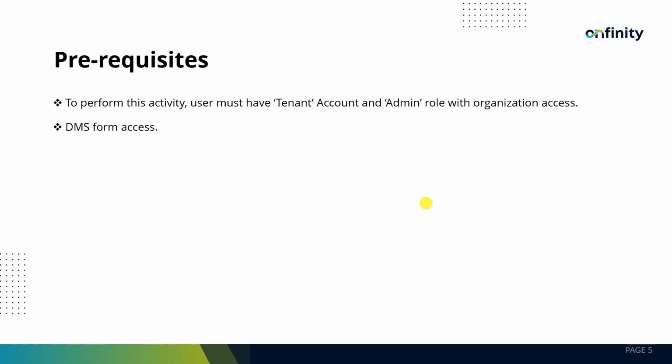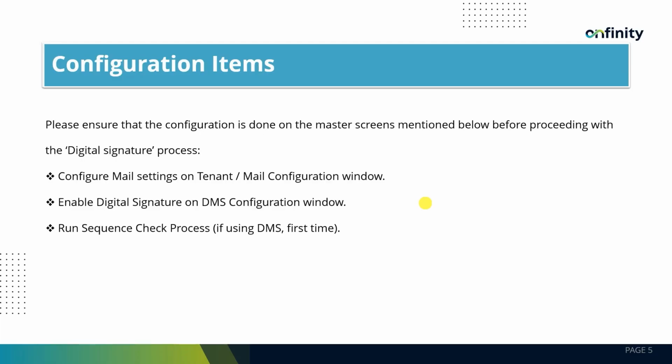Prerequisites. To perform this activity, the user must have a tenant account and admin role with organization access. In addition to this, the user must have DMS form access. Configuration items. The user must ensure that the configuration is done for the master screens mentioned below before proceeding with the digital signature process. Configure mail settings on the tenant window or mail configuration window. Enable digital signature on the DMS configuration window. Run the sequence check process if the user is using DMS for the first time.